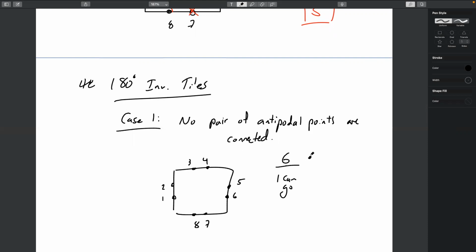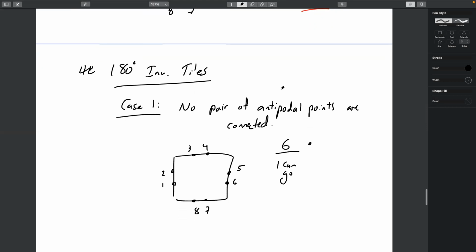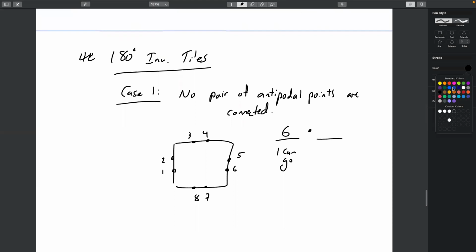6, exactly 6 places, right? It can go to 2, to 3, to 4, to 6, to 7, to 8. All of those are valid. But let's then draw in what happens. Let's do an example. Say 1 goes to 3.